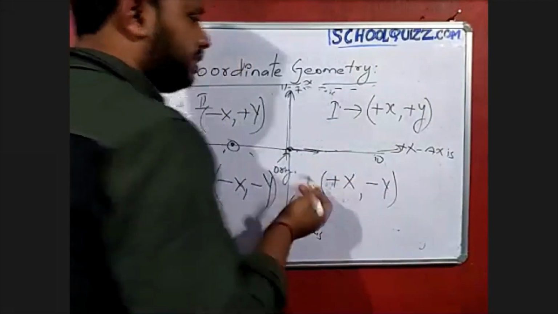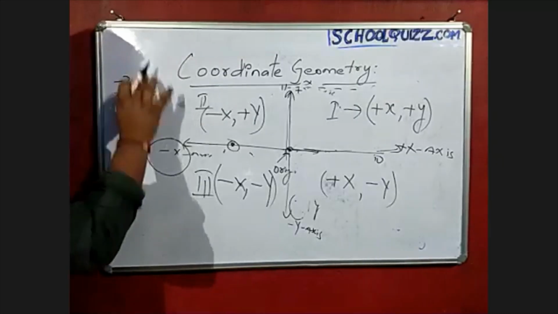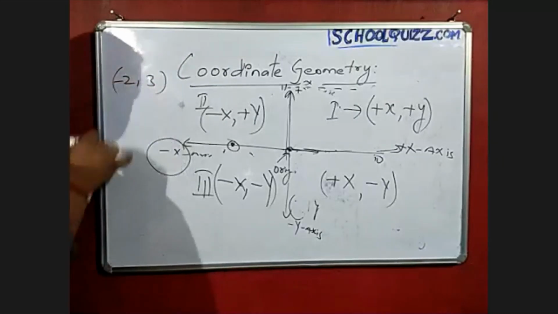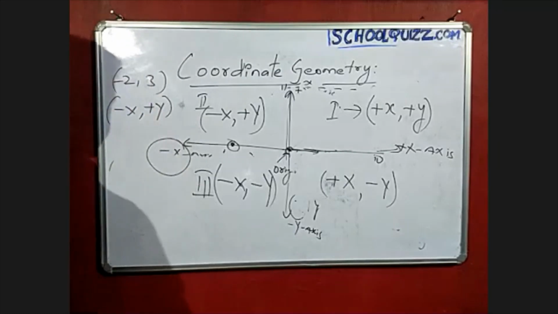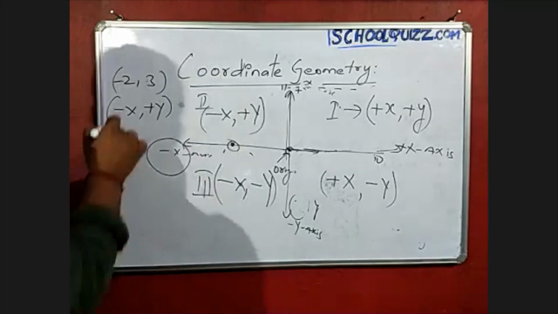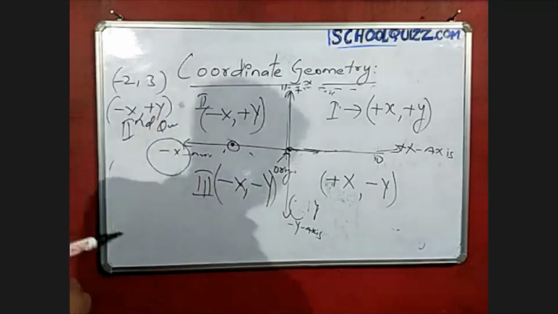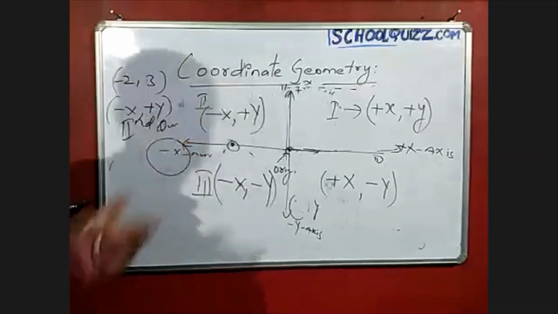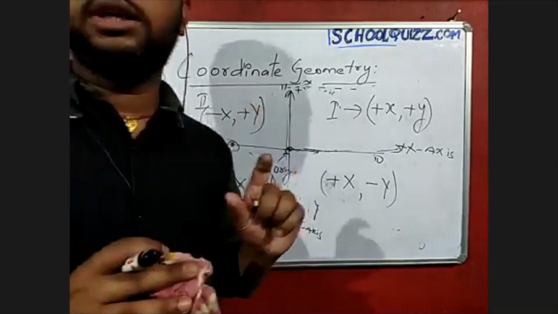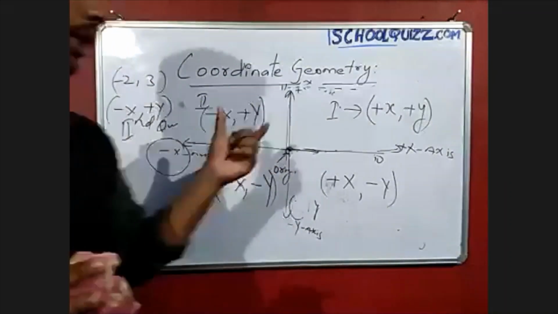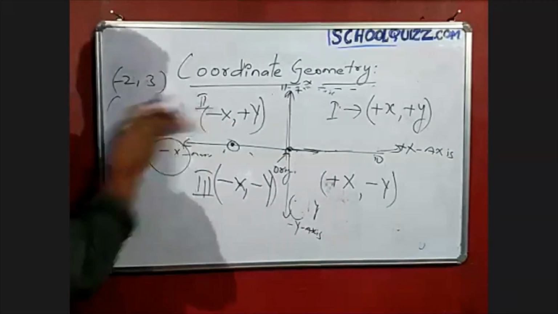If they mention the point (-2, 3), that means x is negative and y is positive. This is the second quadrant, so you can plot that point directly in the second quadrant. By seeing the coordinates, you can tell which quadrant the point is in. These are the things mentioned in the ninth class.